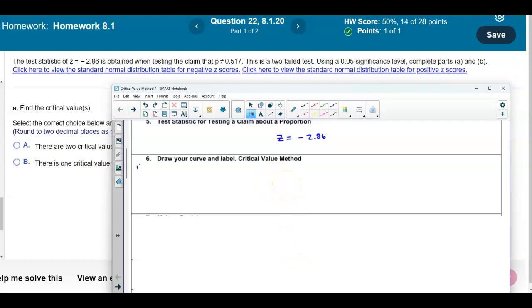The first thing we need to determine is that we know it's a two-tail, and since it's two-tail, when we take alpha, which is the significance level of 0.05, we need to divide it by 2. When we divide it by 2, we get 0.025. And then we're going to have two critical values.